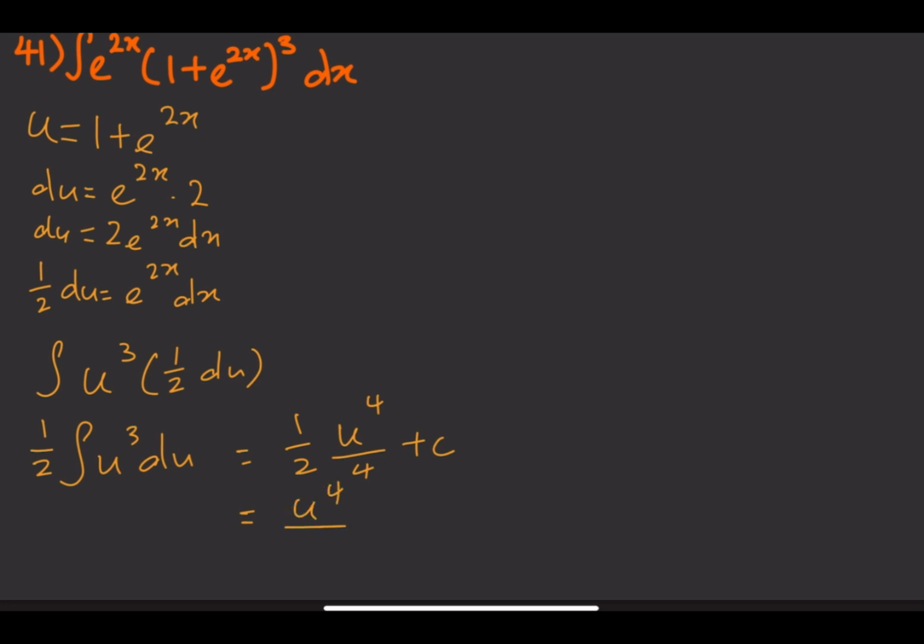Finally, always remember to substitute back the u, which is 1 plus e to the power of 2x. So the answer is 1 plus e to the power of 2x, all to the power of 4, over 8, plus c, and that is your final answer.